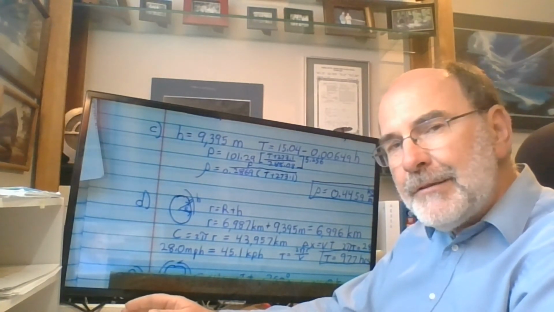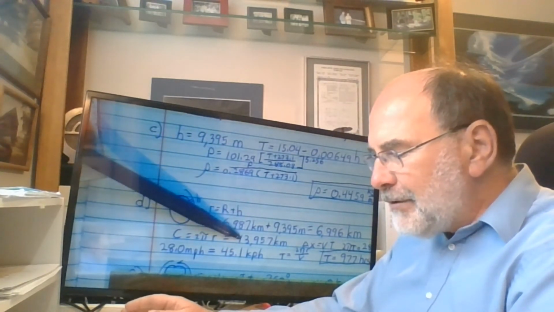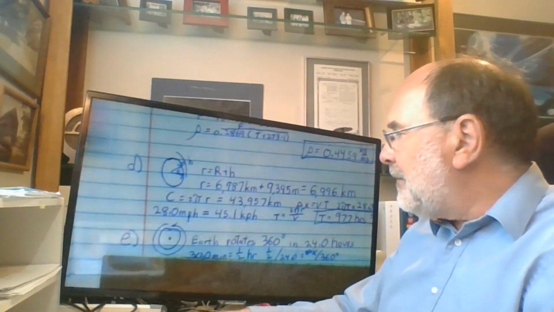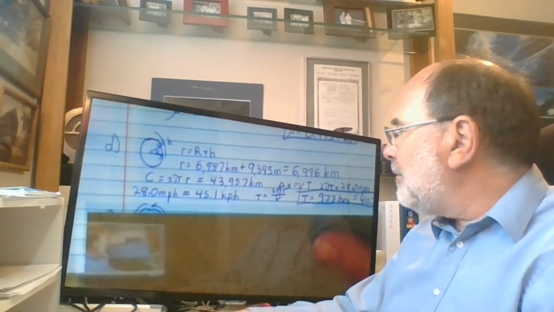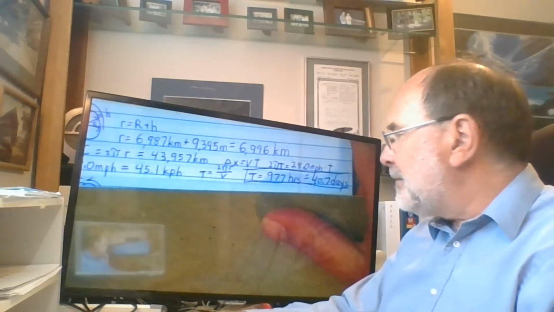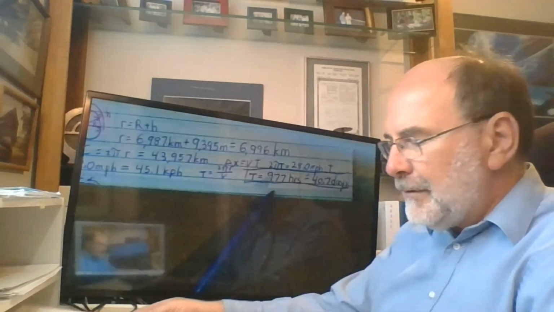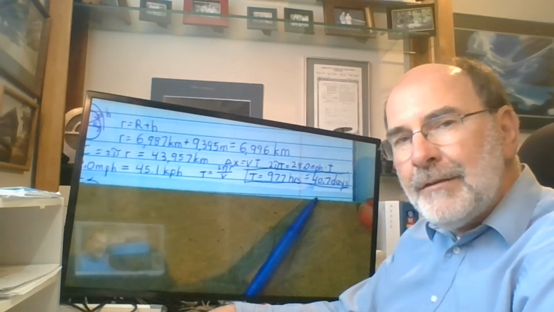Now I can solve for how much time it takes to fly around the planet once. It's 43,957 kilometers divided by 45.1 kilometers per hour, and I ended up with 977 hours. Of course, the quiz specified give the answer in days. 24 hours in a day, this works out to 40.7 days.